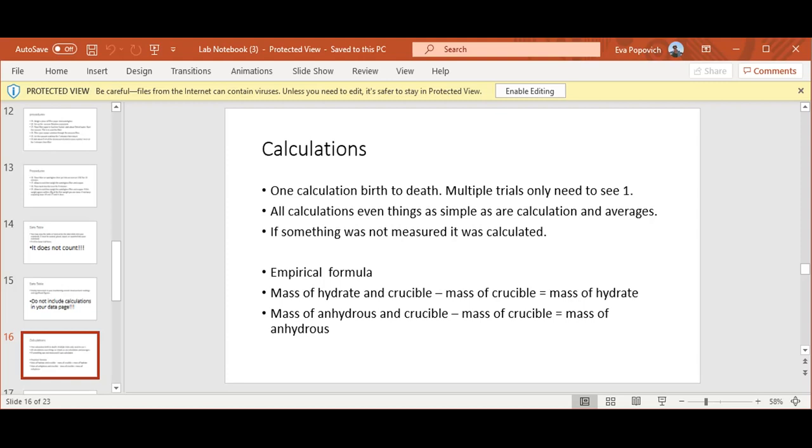So if I'm doing a calculation, this is the way I want to see it in the notebook. I need you to say what the number belongs to. Mass of hydrate and crucible. Mass of hydrate and crucible minus mass of crucible. I need to see the numbers. That equals the mass of the hydrate. I need to see you take that down to every value.